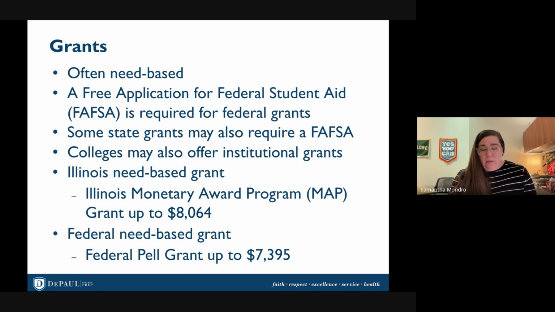Illinois-based grants: the state of Illinois offers the MAP grant, which is the Illinois Monetary Award Program. The maximum amount you can receive from the state of Illinois based on your FAFSA information is $8,064. The federal government has something very similar to the Illinois MAP grant, and that is called the Pell Grant. Both of these are need-based grants. The federal Pell Grant is going to be up to $7,395, but they will clearly say grant next to it.